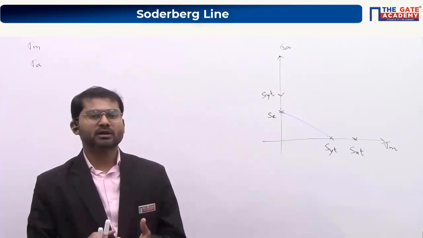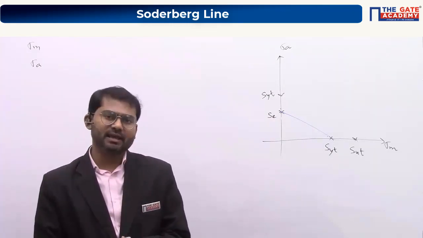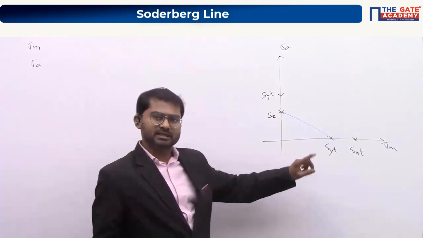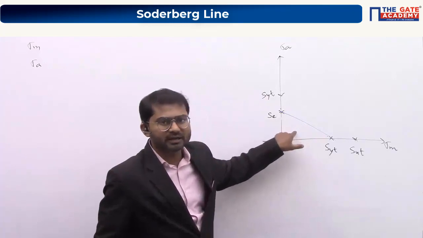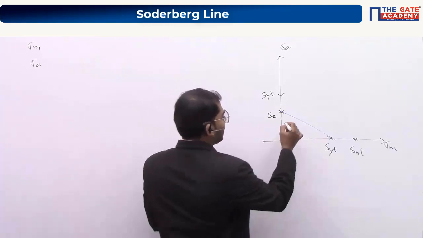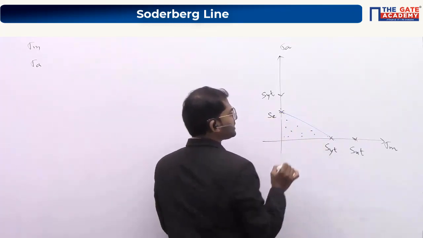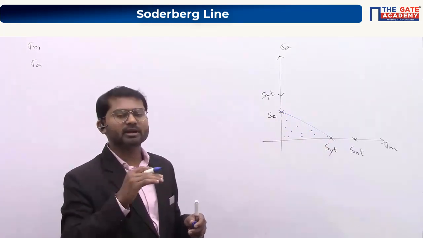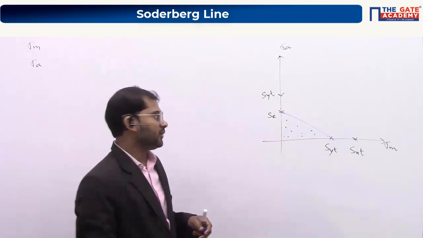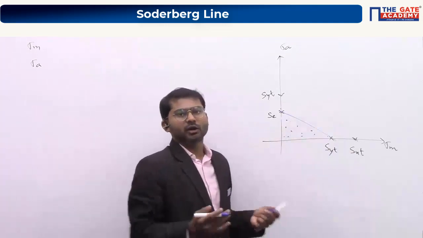So what Soderberg is saying, or the scientist who has given the line was saying, is that if the sigma mean and sigma amplitude values of the particular loading are below this particular line, that means they are in this region, then your component will remain the same. So this component will be safe. If they are outside this line, they will not be safe.